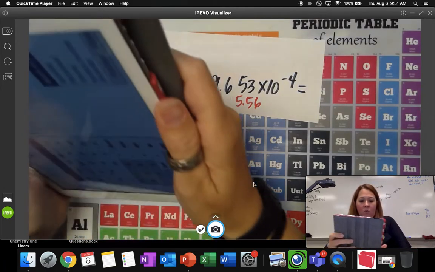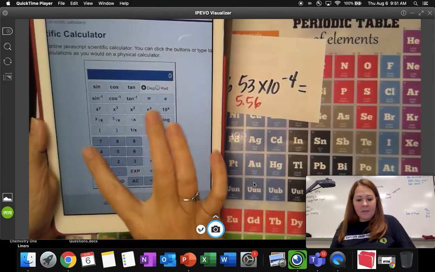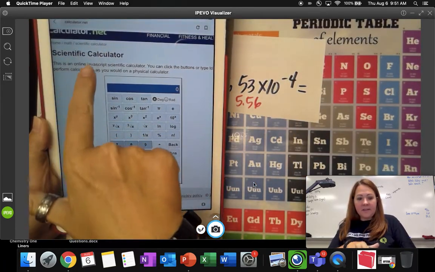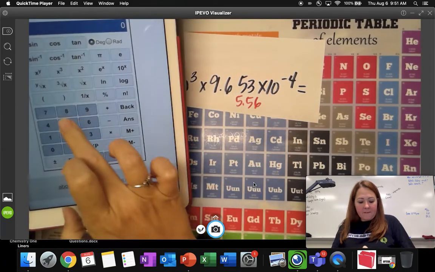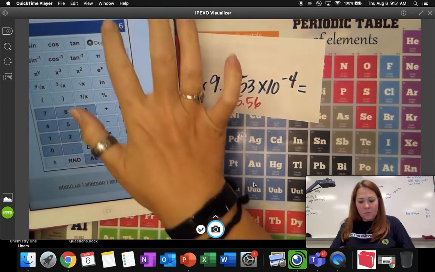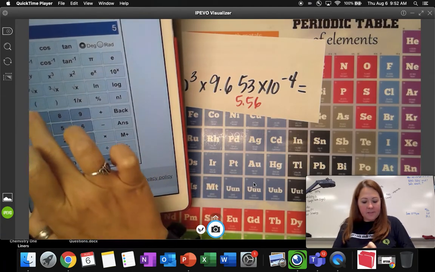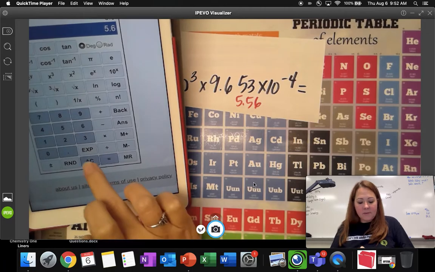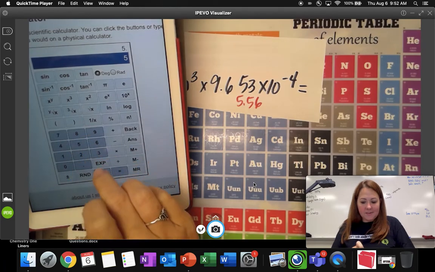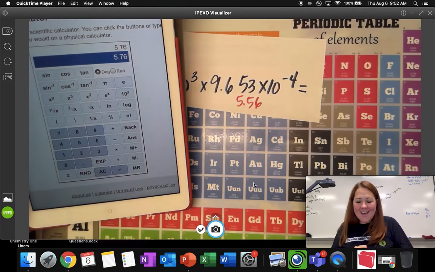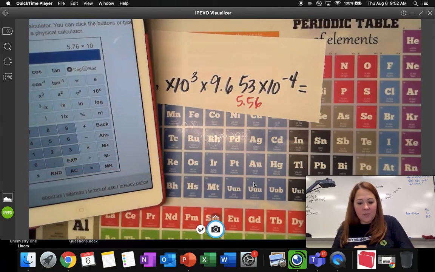For my web-based calculator, so if you're just using your phone or whatever, again, calculator.net, and then hit scientific calculator. With this one, we're going to put in the 5.76. Ooh, that doesn't have a backspace. Okay, 5.76. My 7 doesn't work. Let me try this again. 5.76. There we go. EXP is exponent. So it types in times 10, and then it gives me a little box. So I'm going to put in 3.